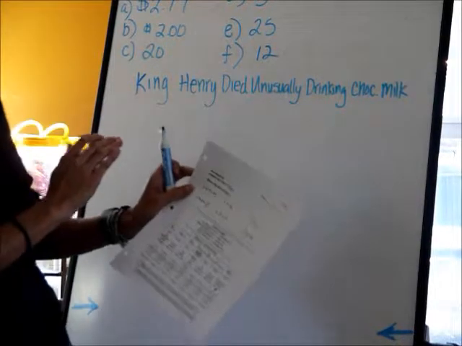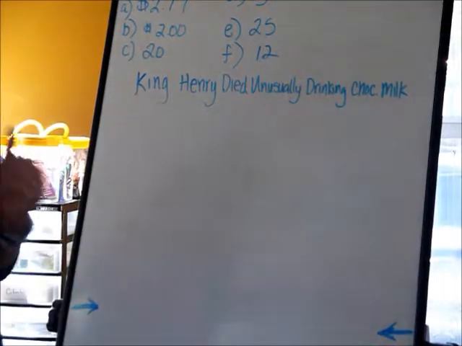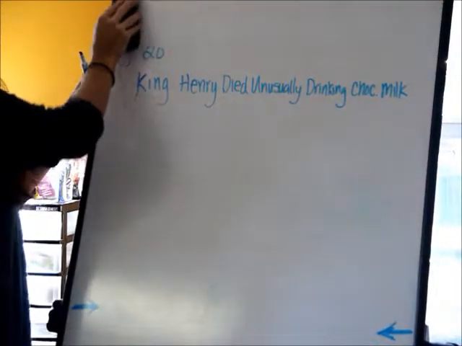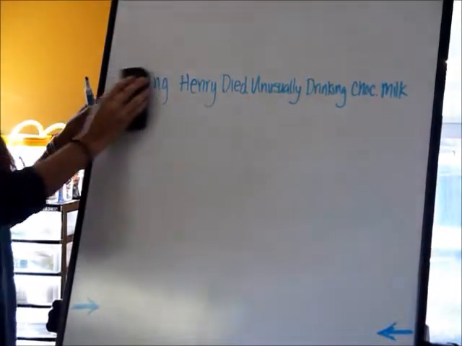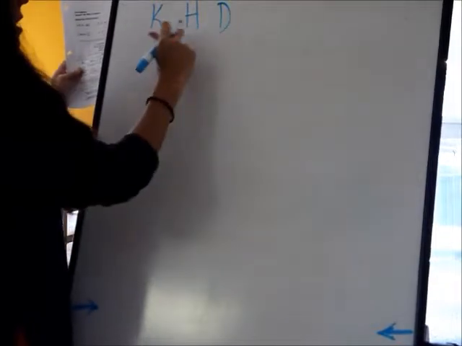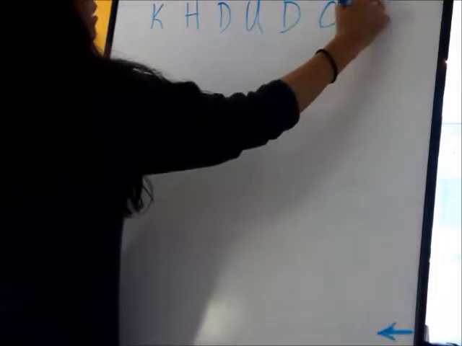Once you learn King Henry died unusually drinking chocolate milk, converting between these things is going to be like a piece of cake. Not really, I don't have any cake, but there it is. So I'm going to get rid of this visual up here. Obviously this is an acronym, and what we do is we make a chart out of it. K, H, D. King Henry died, usually drinking chocolate milk.